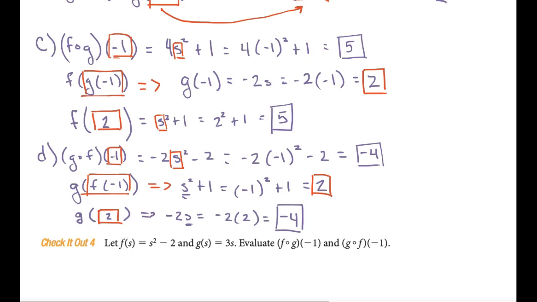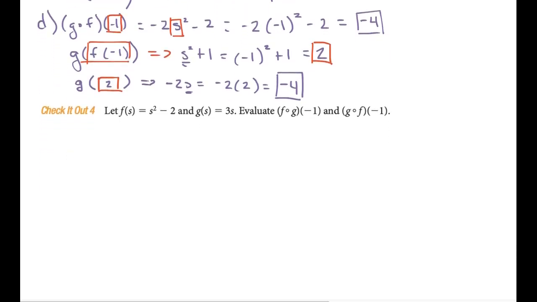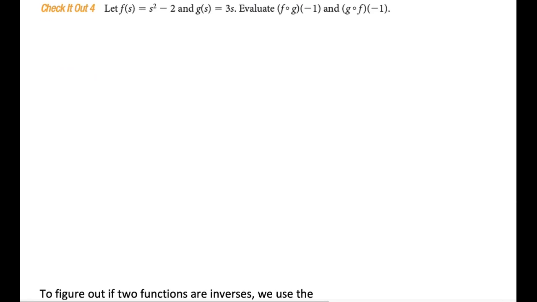Okay? So now I want you to give that a try. I know these are really confusing and very challenging, but I'd like you to try. Check it out 4. So this is in the book in section 2.7, but this is f of s equals s squared minus 2, and g of s equals 3s. And you need to find f of g of -1 and g of f of -1.